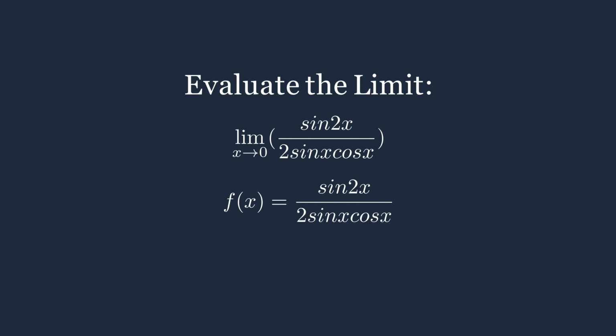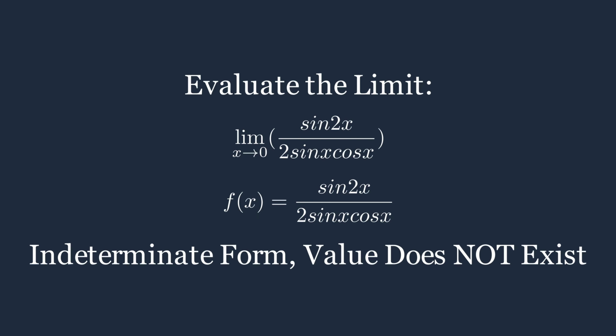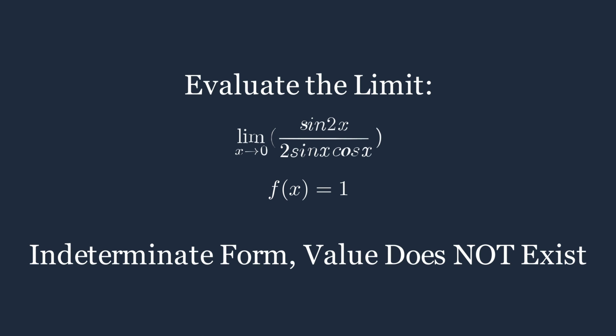For example, the limit as x approaches 0 of sine of 2x over 2 sine x cosine x. Sine of 2x is an identity that is equal to 2 sine x cosine x, and thus this limit can be simplified to the limit as x approaches 0 of 1, which is just 1 as there is no x to substitute in 0 anymore.